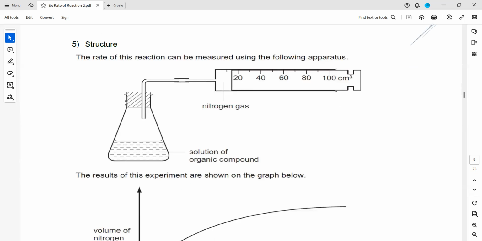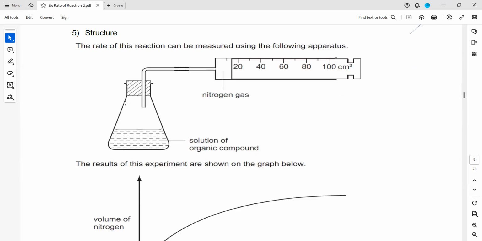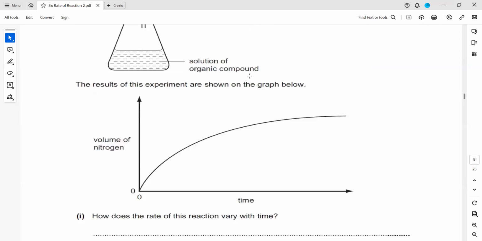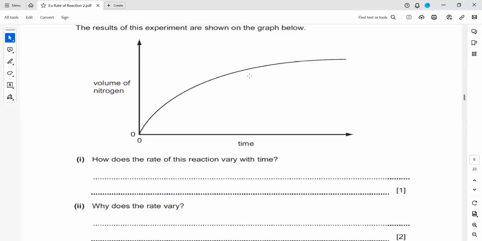Question 5. The rate of the reaction can be measured by using a gas syringe, where we collect the nitrogen gas which is formed. The results of this experiment are shown on the graph. How would the rate of a reaction vary with time? Again, the same question. What happens to the rate of reaction? It always decreases. Sometimes if you see this question, it's worth 1 mark.